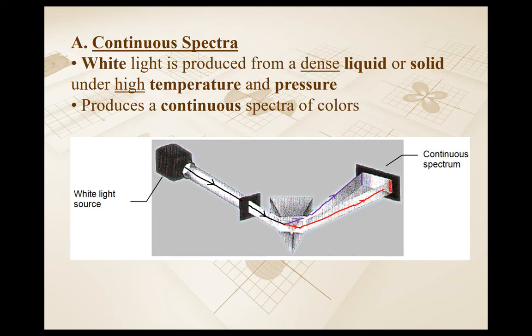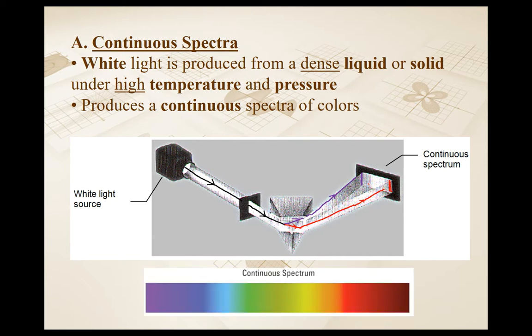And then from right to left, we'd have the ROYGBIV colors: red, orange, yellow, green, blue, indigo, violet. And that would be my continuous spectra. So again, two ways you can do it. You can either take the white light and put it through a glass prism, or you can put it through a diffraction grating. It's just going to be different in terms of what happens.